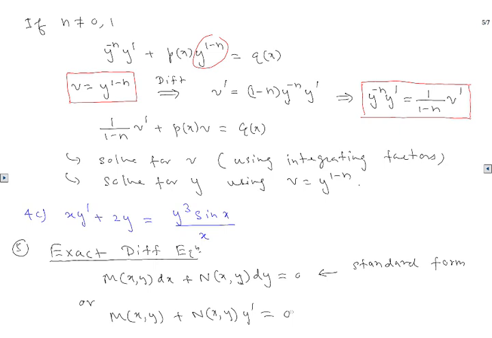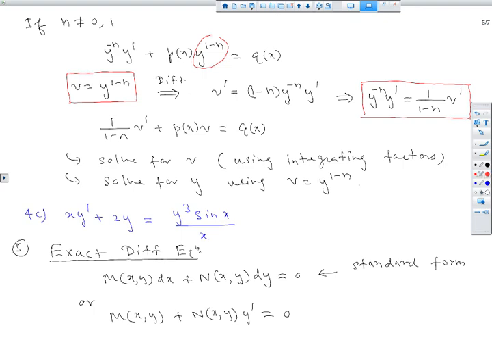Now the first thing we do is we check whether this is exact. So that's the first thing we do. So we can check whether ∂M/∂y equals ∂N/∂x. If they are equal, that means this is an exact equation.